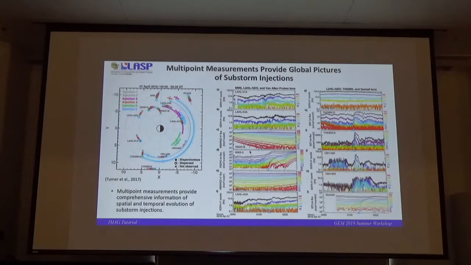Multi-point measurements can also provide global pictures of substorm injection, which provide very important source and seed populations for radiation belt electrons. This study by Turner et al. in 2017, using data from over 10 satellites of energetic particle measurements, studied in detail the substorm injection evolution and the spatial temporal distribution of several injections during a specific event. So such multi-point measurements provide very comprehensive information of the spatial temporal evolution of such injections and will be very important for our radiation belt study.